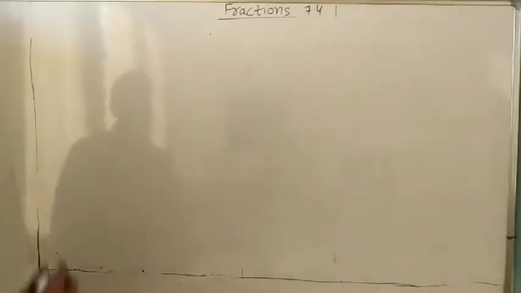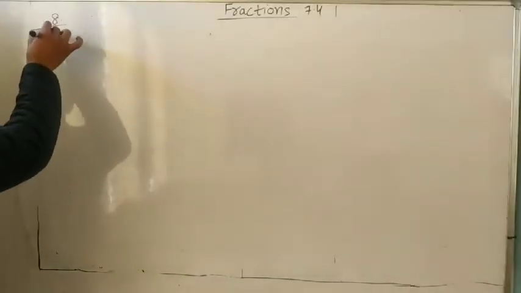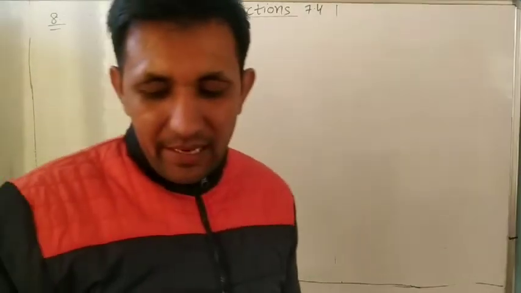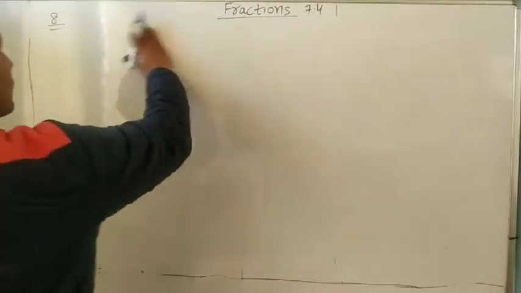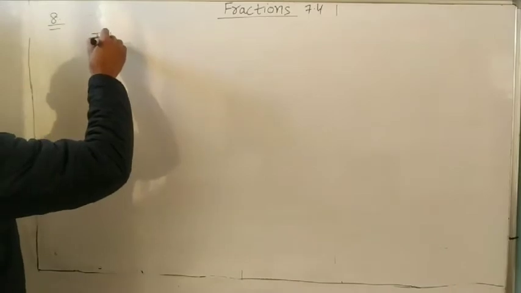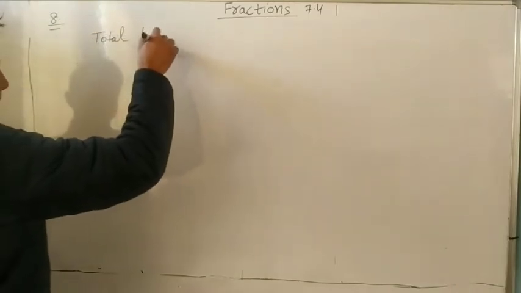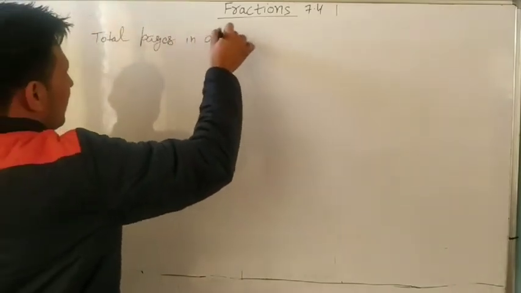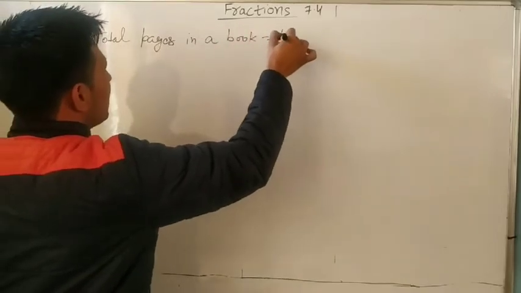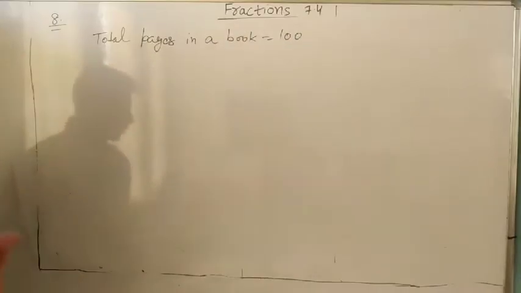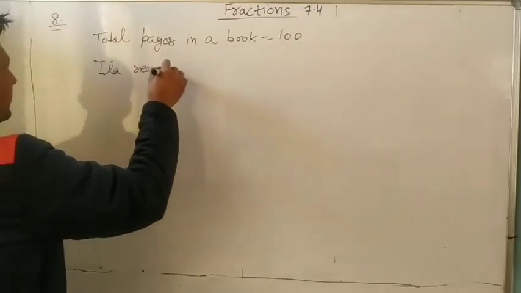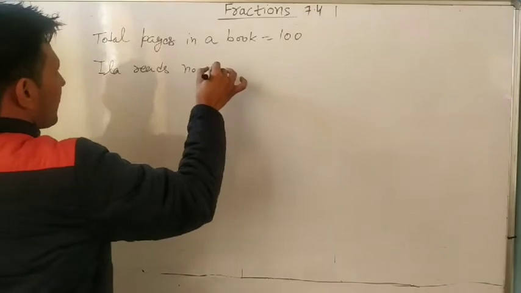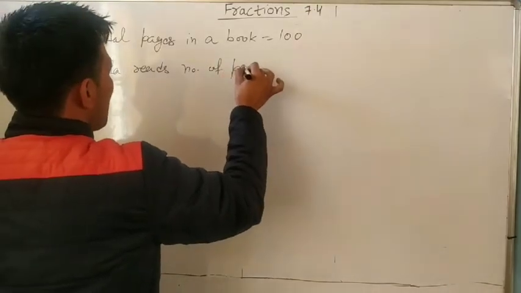Question number 8 is given. Ela read 25 pages of a book containing 100 pages. The total pages in the book is how much? It is 100, which is given. And Ela reads a number of pages. How much?